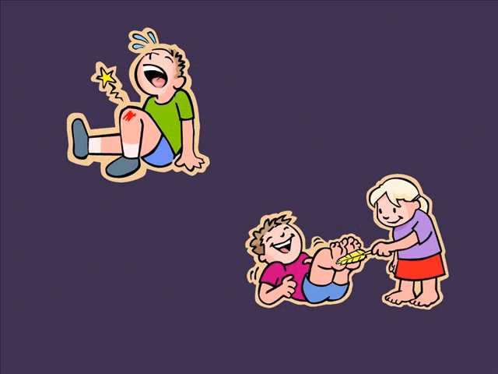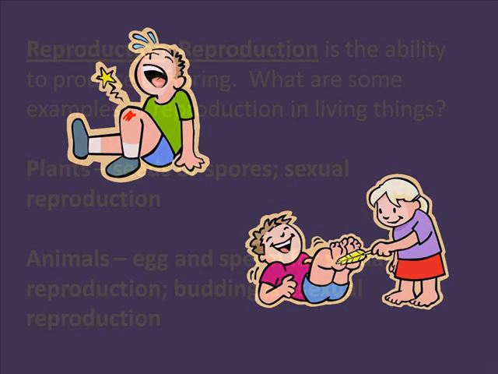Here I included two. The top young man is crying because he fell down, he hurt himself. Again, the cut or hurting himself is the stimulus, and the crying is the response. And down at the bottom we have the one little girl tickling the boy on his feet. The tickling is the stimulus, and his laughing is the response.